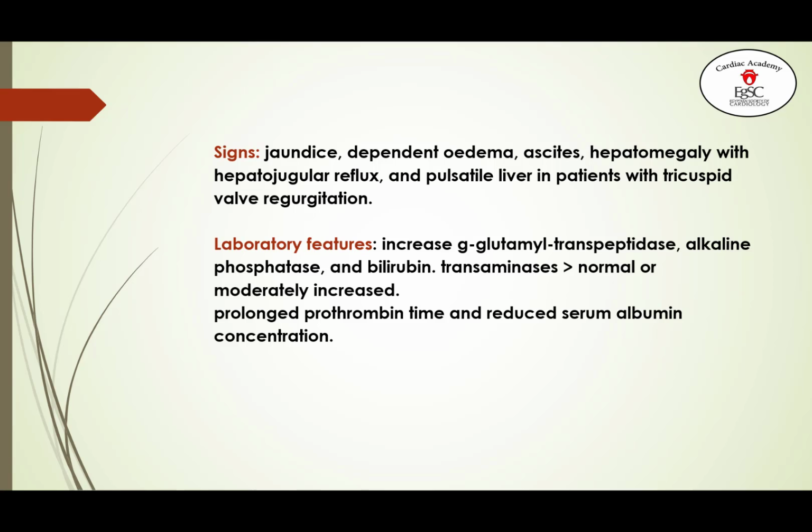Lab features: usually there is increase of gamma glutamyl transpeptidase, alkaline phosphatase, and bilirubin. Transaminases may be normal or moderately increased. Usually there is a prolonged prothrombin time and reduced serum albumin concentration. Treatment is the treatment of the cardiac cause.